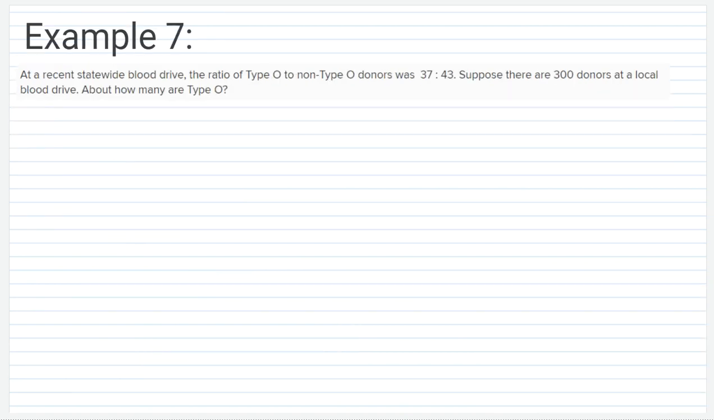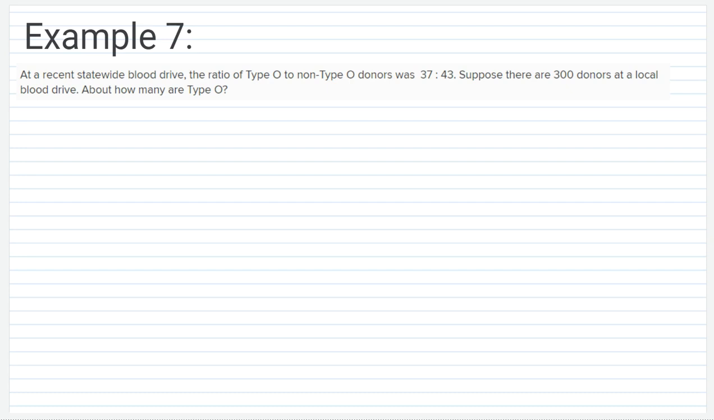All right, so for this next example, we're going to be taking a look at a problem that requires a little bit more work up front. It says at a recent statewide blood drive, the ratio of type O to non-type O donors was 37 to 43. Suppose there are 300 donors at a local blood drive. About how many are type O?